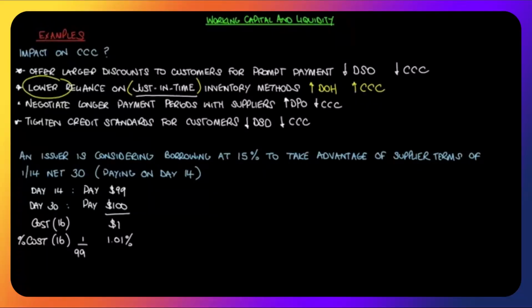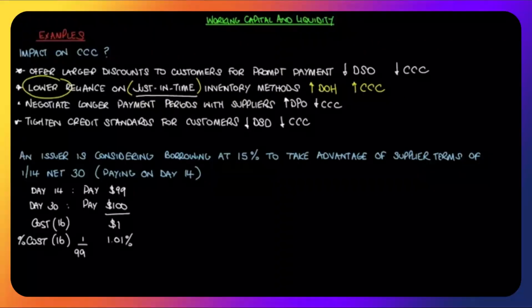Another example, let's just revisit that supplier credit. Make sure we understand what's going on there. An issuer is considering borrowing at 15% to take advantage of supplier terms of 1/14 net 30, and they're going to pay on day 14.